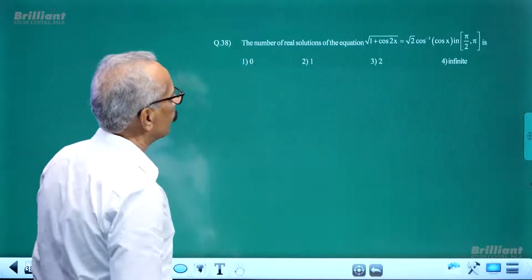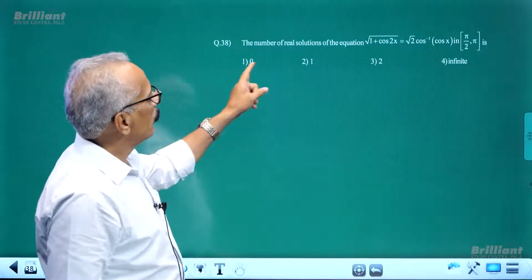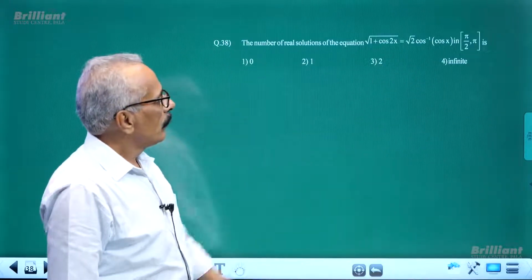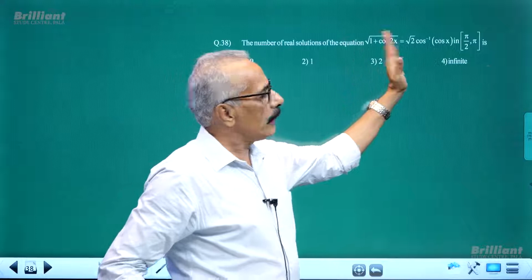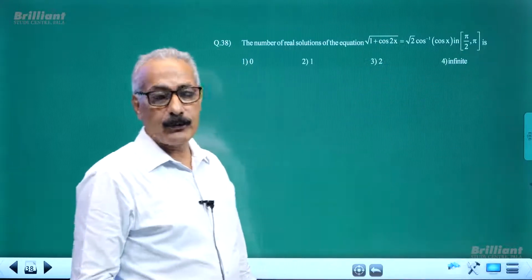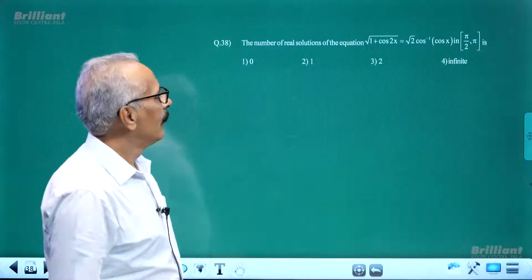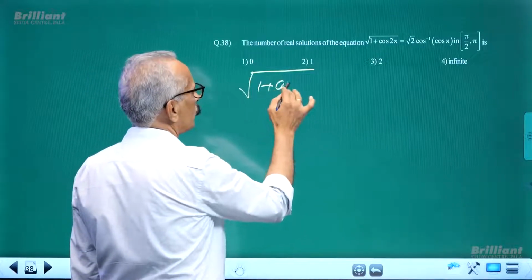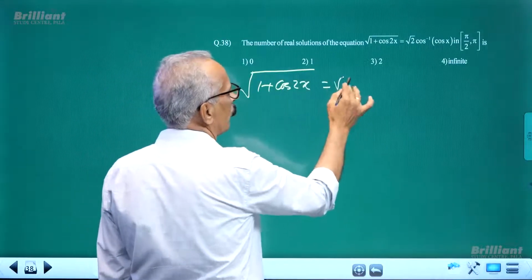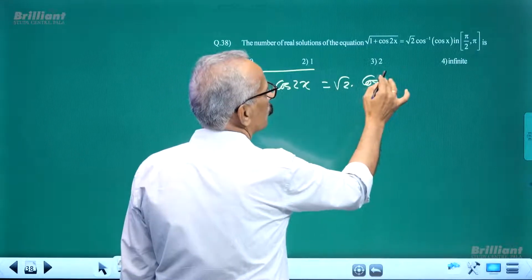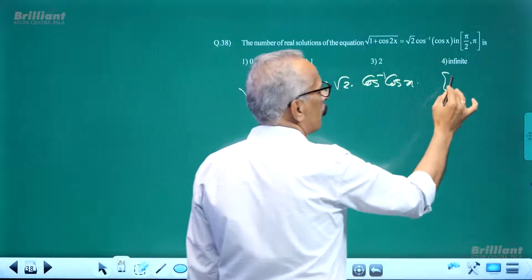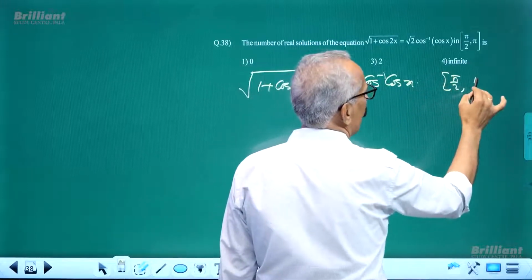Now 38. The number of real solutions of the equation. So the left side is trigonometry, right side is inverse trigonometry. So you make use of graph. What is this? Root over 1 plus cos 2x equal to root 2 into cos inverse of cos x. Do you know the graph of it? In pi by 2 to pi.